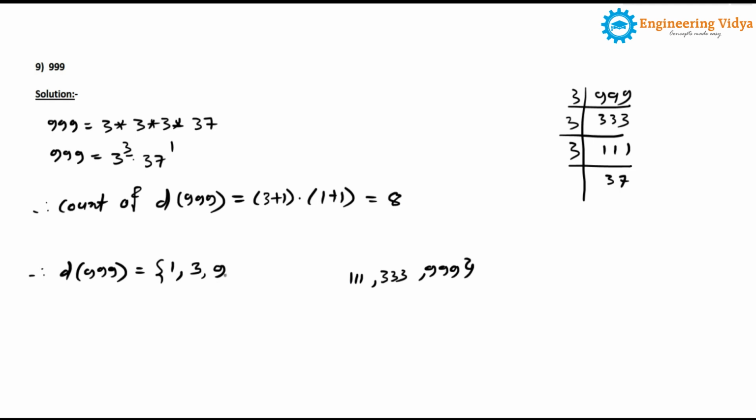And after 9, the next number will be 27, because 3 3s are 9, 3 9s are 27. If you check, 27 also can divide 999. In that case, the quotient will be 37. So we'll write 37 also, right? If you count, total 8 different numbers will be there: 1 2 3 4 5 6 7 and 8.